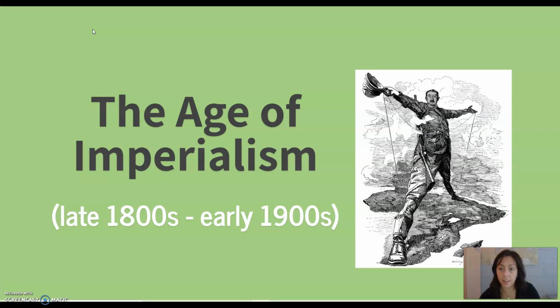Take a look at that picture, that political cartoon. What is happening there? It looks like some kind of soldier with a gun, with their body parts, arms and legs outstretched over what is a map of Africa.